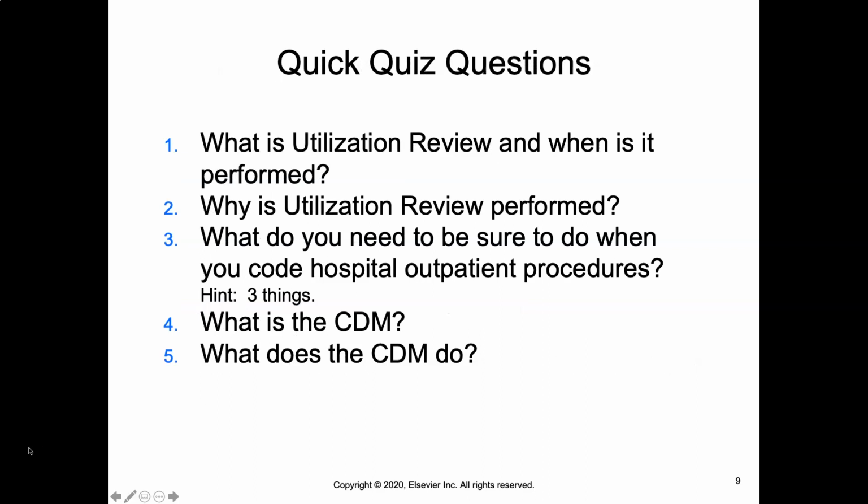So some quick quiz questions. What is utilization review and when is it performed? Why is it performed? What do you need to be sure to do when you code hospital outpatient procedures? There are 3 things. And what is the CDM and what does the CDM do?